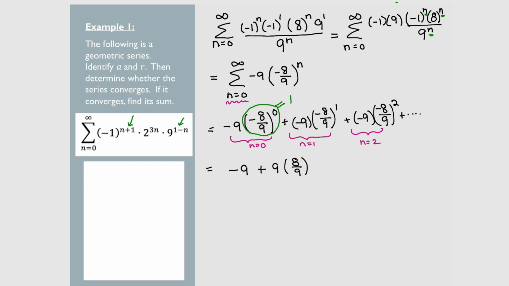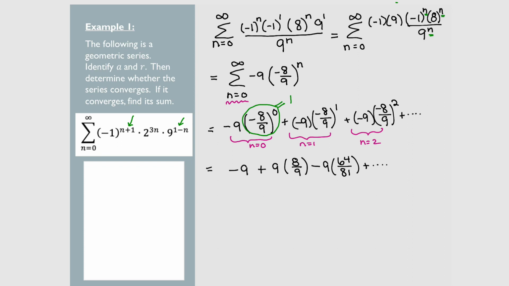And then I'm going to have negative 9 times a positive 64 over 81. And so that's going to be a negative. Actually, I should undo that. So that term is going to be a negative 9 times 64 over 81, etc. So this is my geometric series.